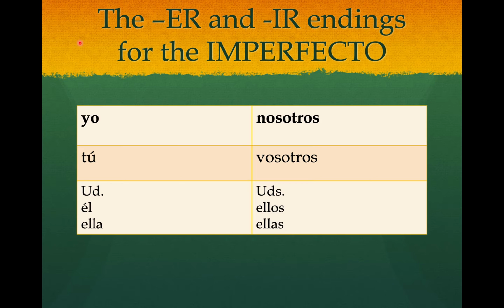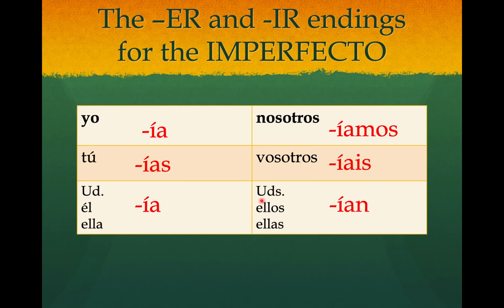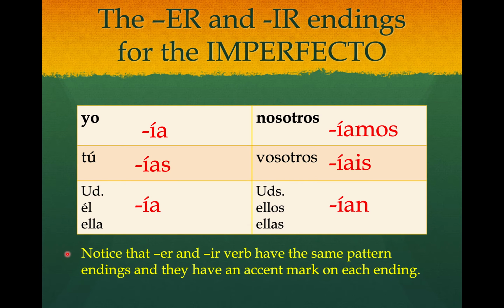Now we're going to learn the ER and the IR endings for the imperfect tense. Yo ía, tú ías, usted, él, ella ía, nosotros íamos, vosotros íais, and ustedes, ellos, ellas ían. Ía, ías, ía, íamos, íais, ían. Notice that the ER and the IR verbs have the same pattern endings and they have an accent mark on each ending.